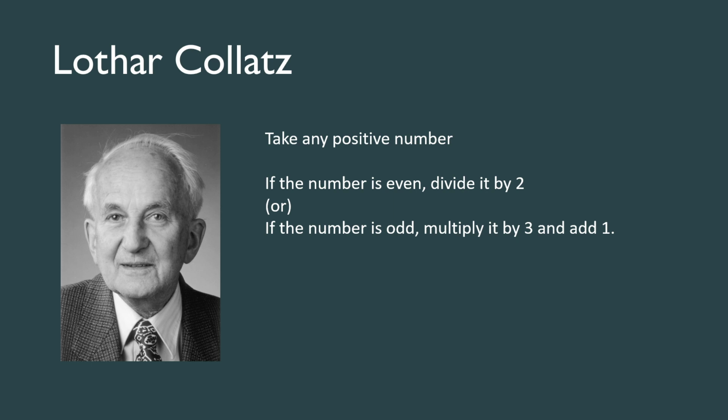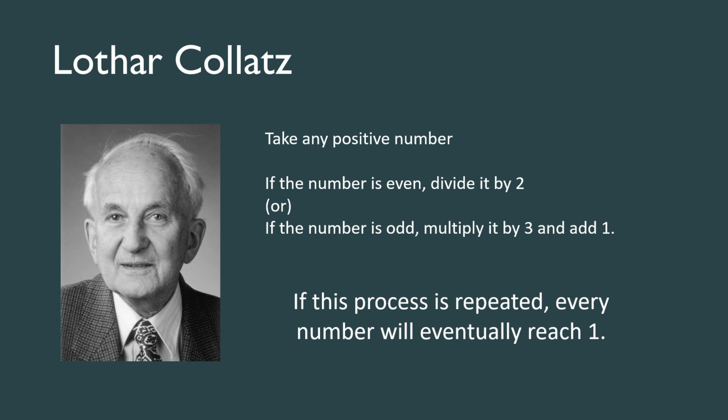What we do know is that this process gets repeated and eventually ends up in a loop. If you apply this process to any positive number, eventually that number will reach the number one. Sounds a bit incredible, but we'll go through a few examples. Now, technically, what actually happens is this process causes the number to land in a loop, which goes 4, 2, 1, and then back to 4, and then 2, 1. And we'll have a look at that in a second.